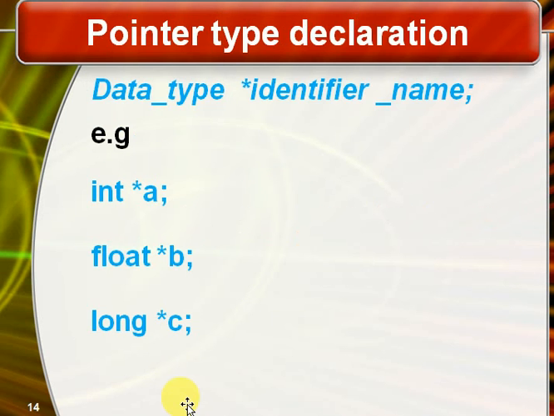Now we discuss pointer type declaration. The general syntax is: data type, asterisk, identifier name. For example, int *a means a is a pointer variable of type integer, *b is a pointer variable of type float, and *c is a long pointer variable.